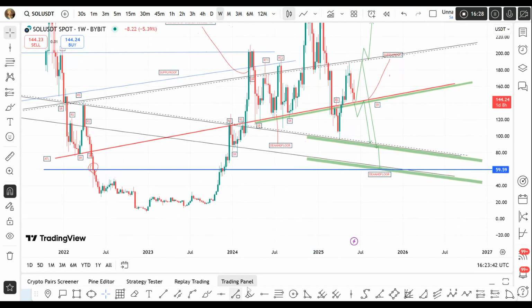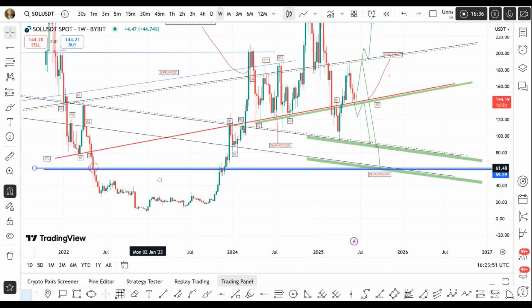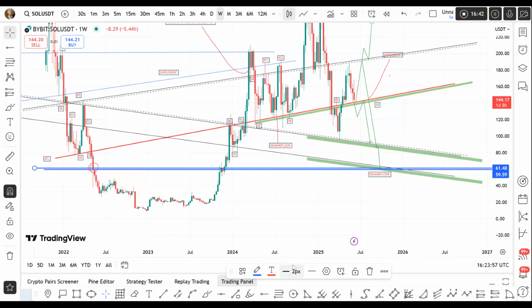59.59. 59.59 into 63. And if that comes, that will come on a double confluence coinciding with the descending trend line and the horizontal trend line. Both of them will provide the impetus that you need for a buy opportunity.